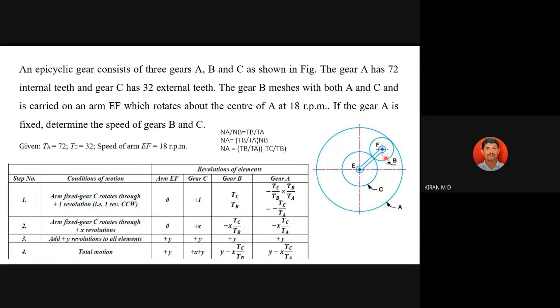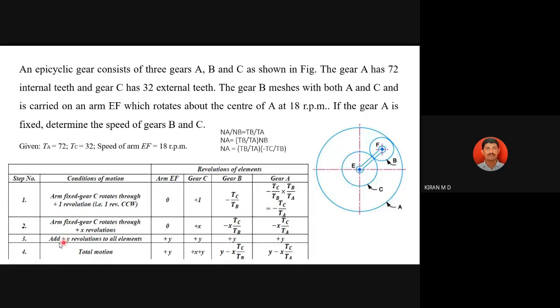What is the direction of the previous gear? So now the speed of gear A is NA equal to minus TC by TA. I hope you got the idea from this simplification. Once you write this row, the next is very easy. Instead of plus one revolution, we give plus x revolution. So this is 0, this is plus x, this is minus x into TC by TB, and here minus x into TC by TA.